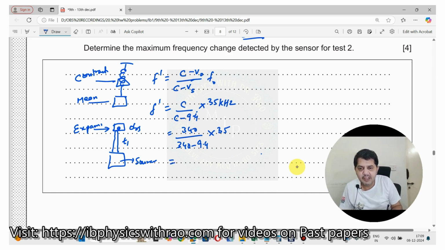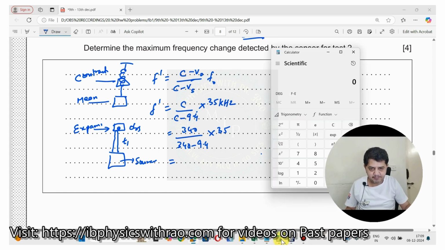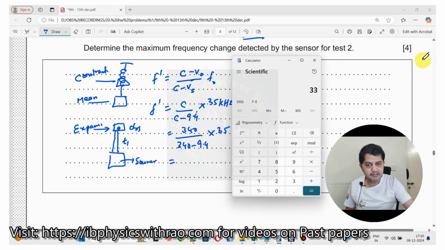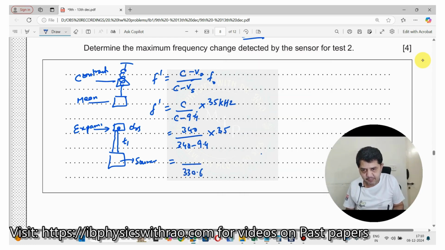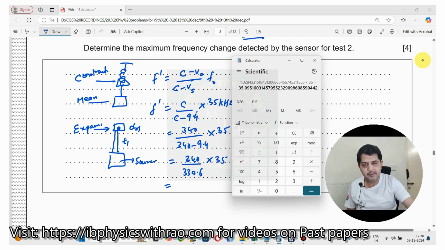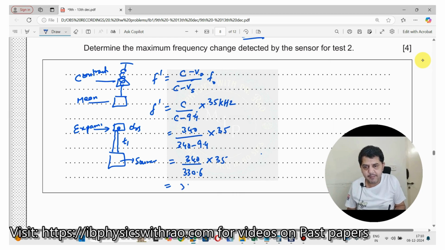So this will now be equal to, let me use my calculator. 340 minus 9.4 is equal to 330.6. I'll write this as 330.6, and this is 340 multiplied by 35, which should now be, let me calculate this, 340 divided by 330.6 is equal to so much multiplied by 35. When I do this, I get 35.995, which is nearly 36 kilohertz.